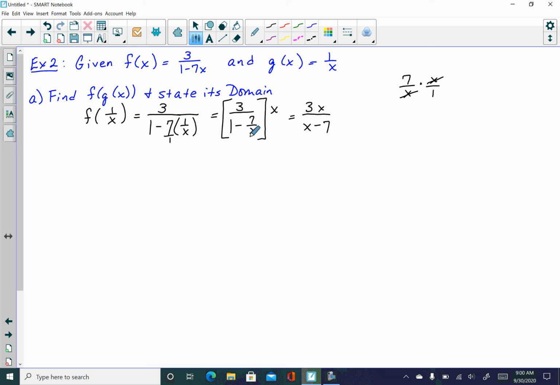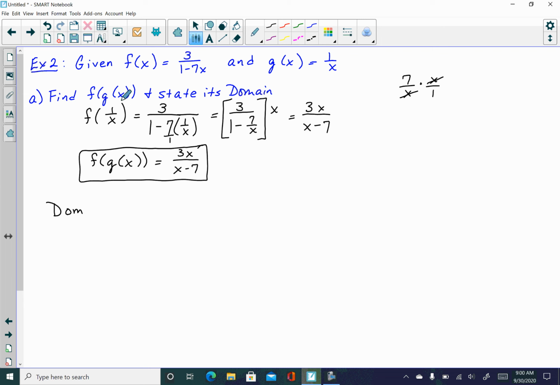So that's the reason why you multiply by your common denominator, because then you're going to get rid of the denominator. And so we can say then that f of g of x is equal to 3x over x minus 7. All right, so that's the first part. Now we need to focus on the domain. This domain is going to be a little bit more involved.